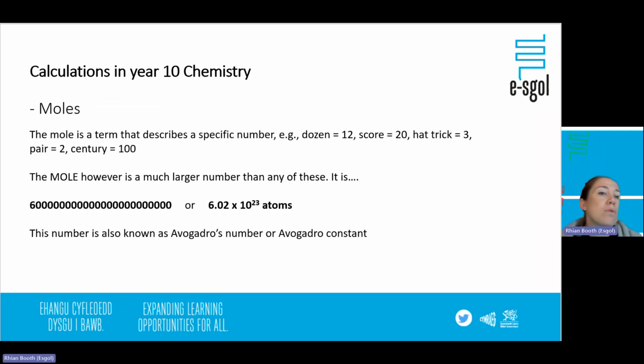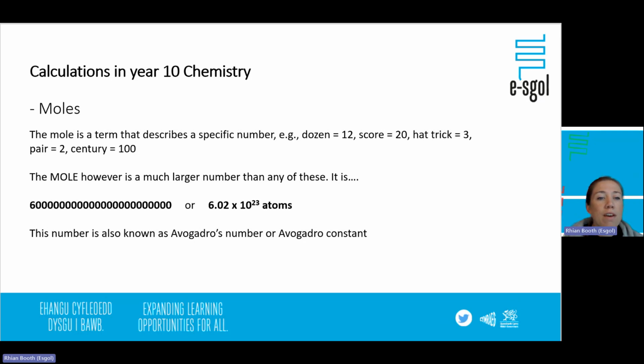Next, we're moving on to moles. So the mole is a term that describes a specific number. So for example, we know that a dozen is 12, a baker's dozen is 13, a score is 20, a hat trick is 3, a pair is 2, a century is 100, and so on and so on. I wonder if you can think of any more examples.